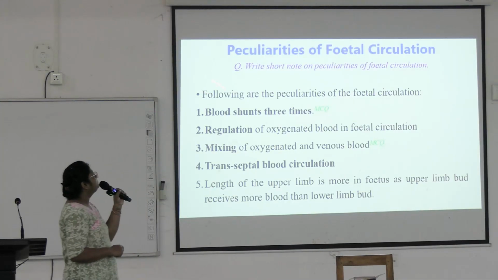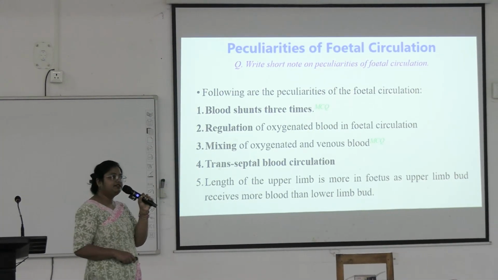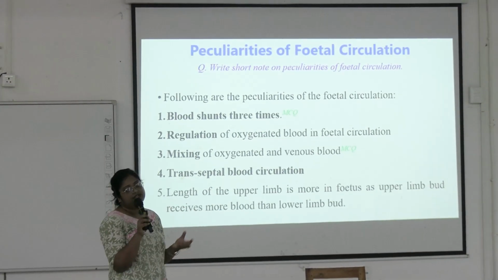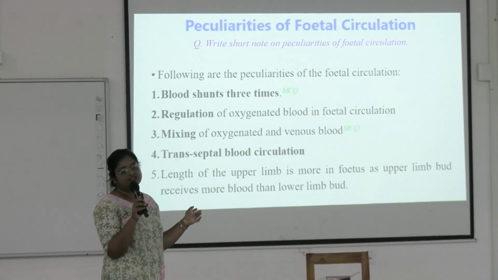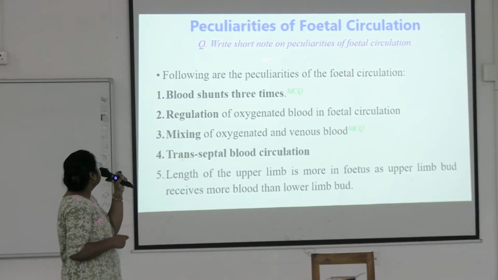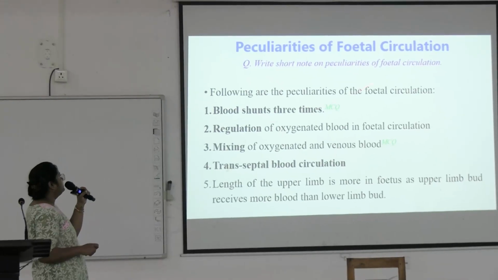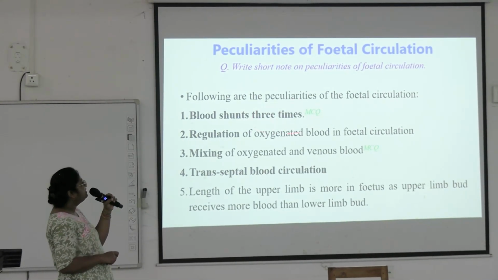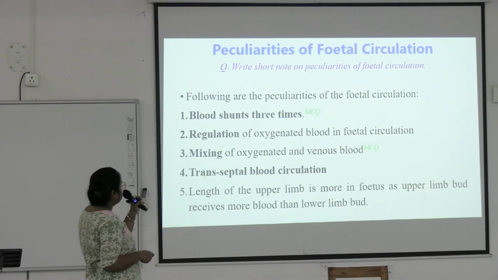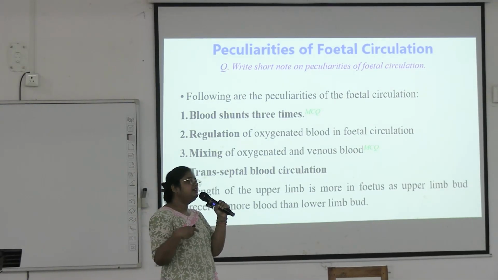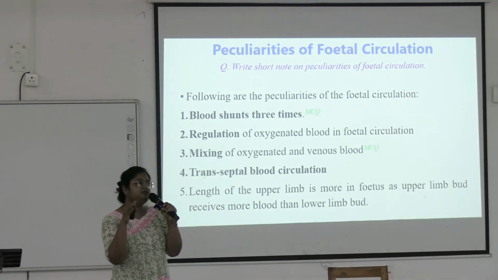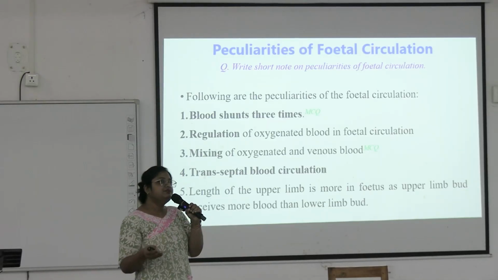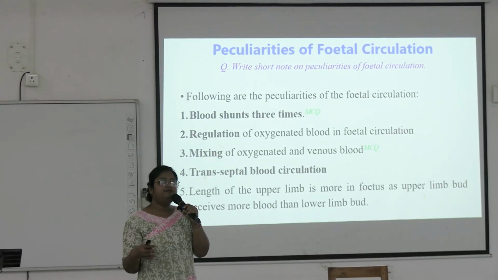What are the peculiarities of fetal circulation? Fetal circulation is an important short note and can also come as a part of the long question. These are the peculiarities of the fetal circulation. Blood shunts three times. One is within the liver through the ductus venosus, second is through the foramen ovale, and third is through the ductus arteriosus. So at these three levels, shunting of blood occurs.